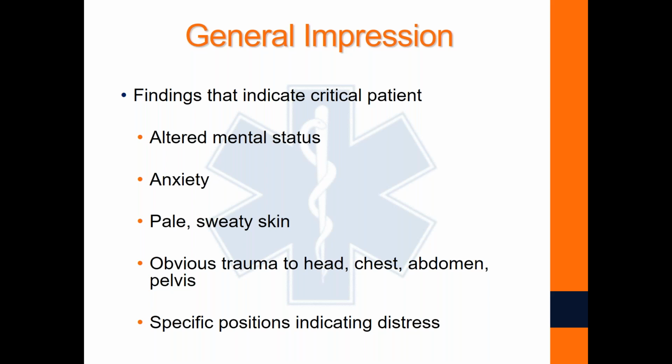We'll get into some specific positions that indicate distress. Are they sitting in such a fashion that makes it so that they can breathe easier? Or are they so uncomfortable that they have to have their knees drawn up to their chest so that their abdomen doesn't hurt quite as badly? You start to just look at, how is this person behaving? And is this a way that humans normally do things? That is a lot of your general impression.